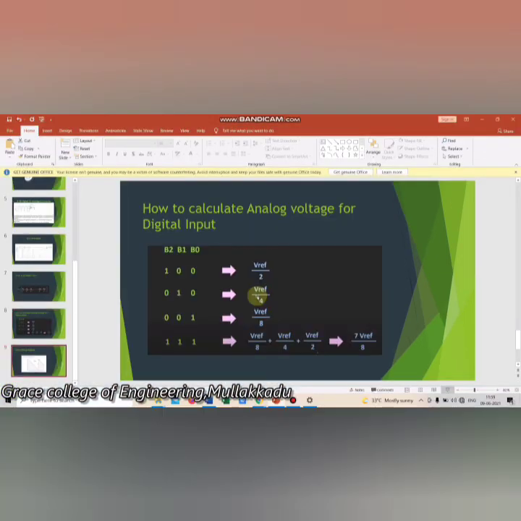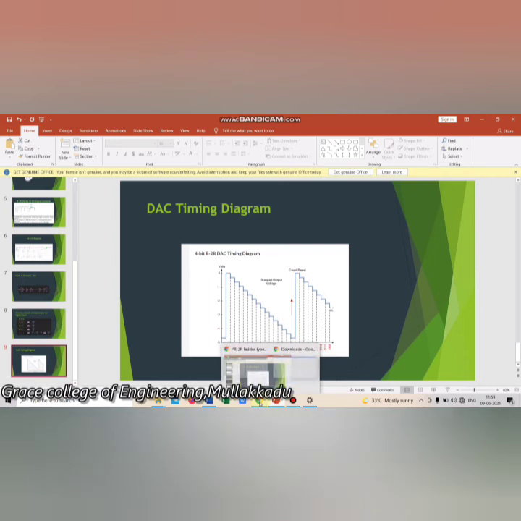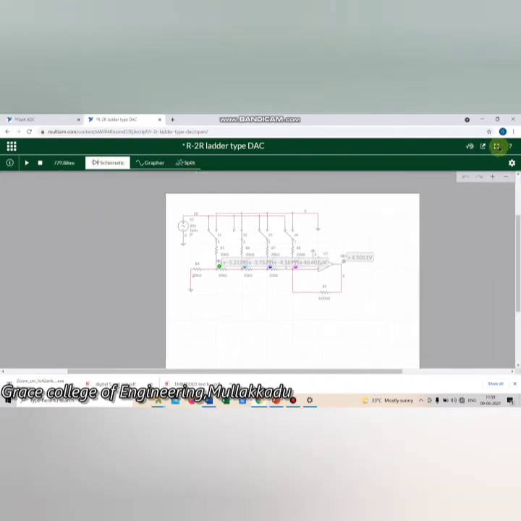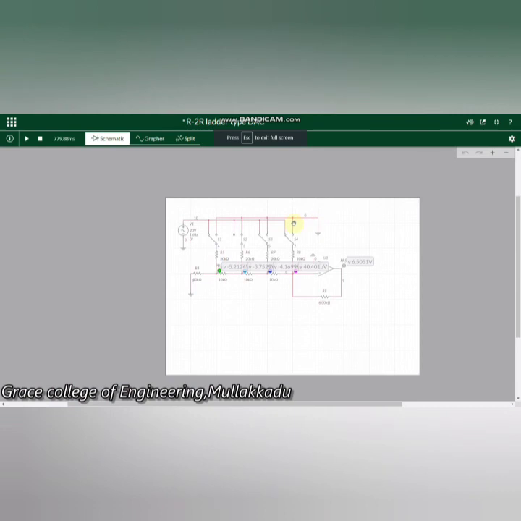Now we are going to see the output of this experiment, the R2R ladder. This is the schematic diagram of the R2R ladder network. Here we have 4 switch connections, that is 4-bit input. Therefore, we get 4 different voltage levels and the output voltage level. S1, S2, S3 and S4 are the 4 inputs. By varying these 4 inputs, we can get the equivalent analog value.